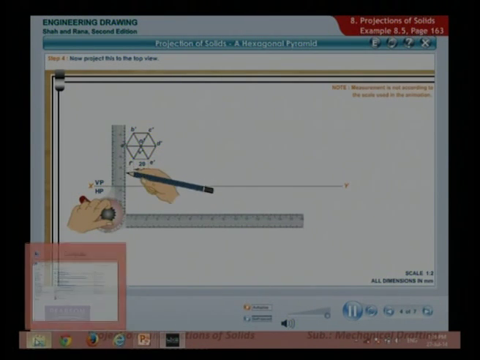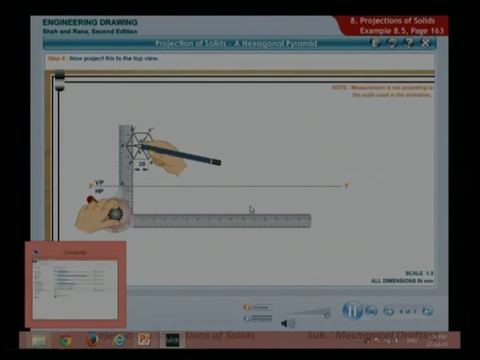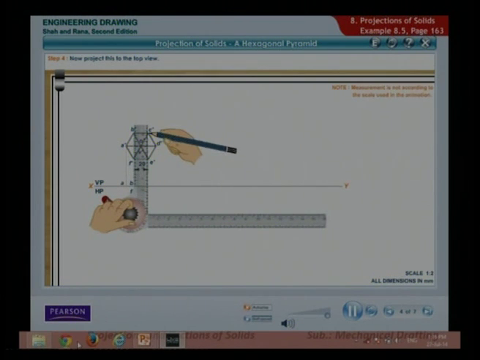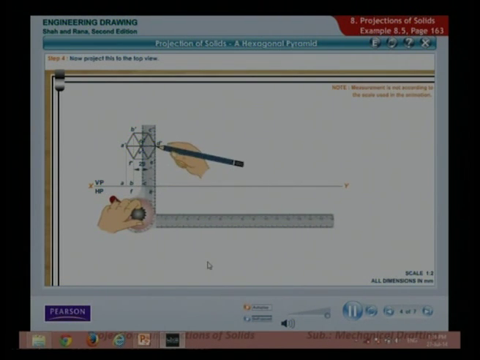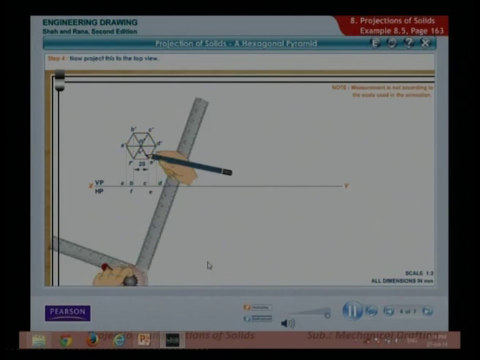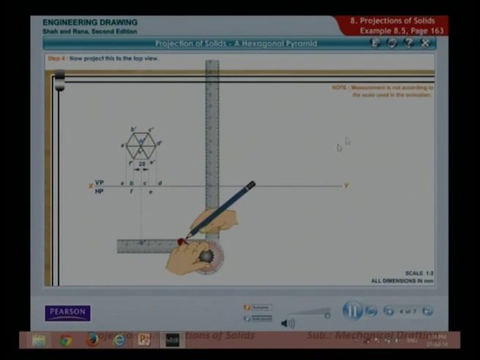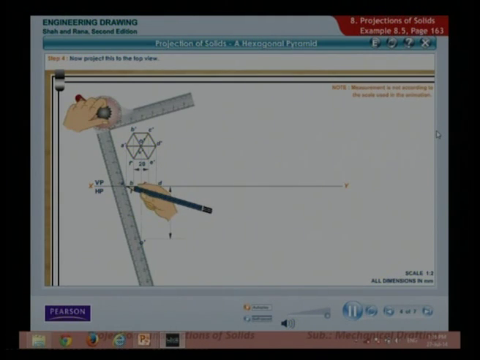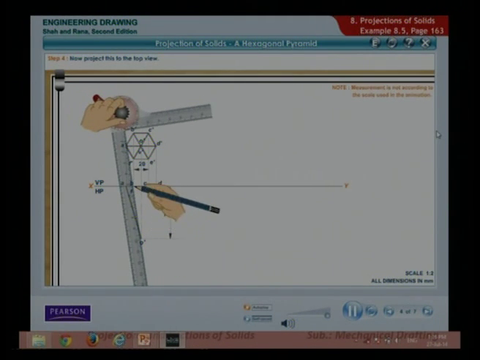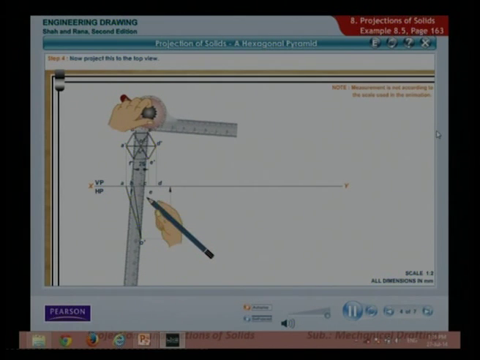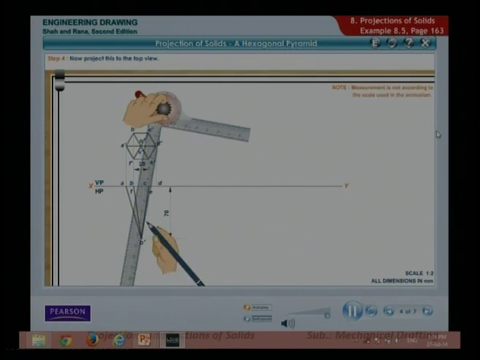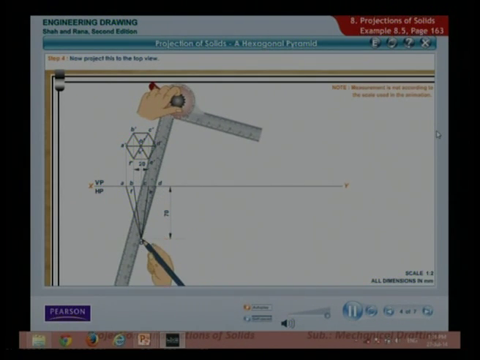Now project this to the top view. To draw the top view, locate the axis at a distance of 70 mm from the XY line. Mark the point as O'. Now join point O' to A, B, C, and D with thick lines. Also, join points A and D with a thick line.